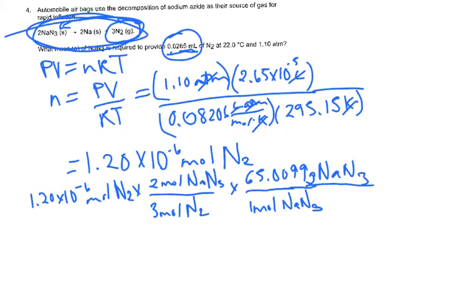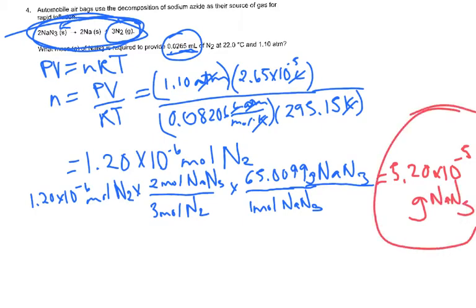All right, so the number of grams I get is 5.20 times 10 to the minus 5 grams of sodium azide. All right, let's look at the next problem.